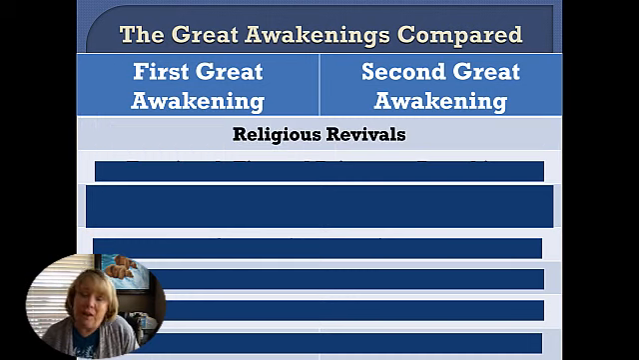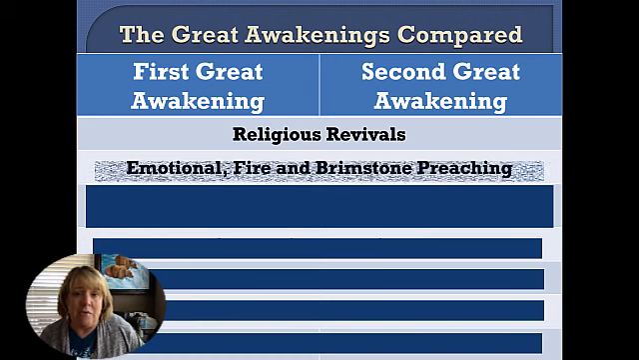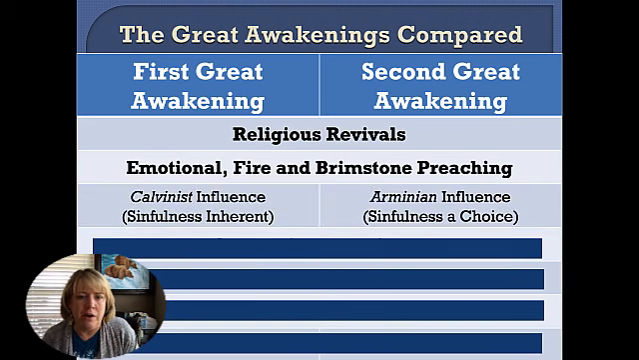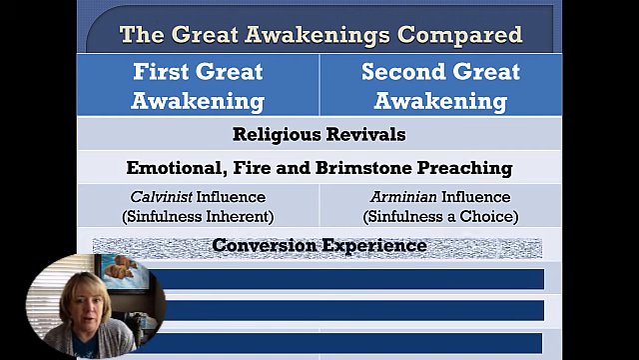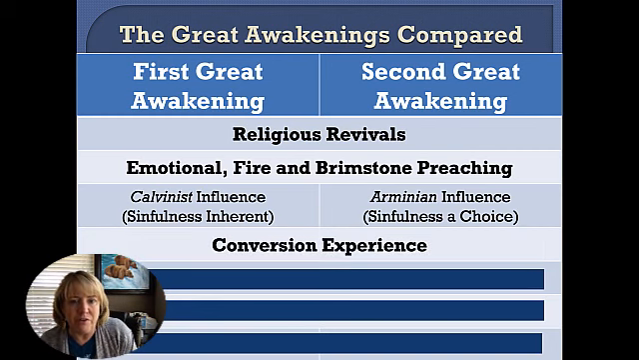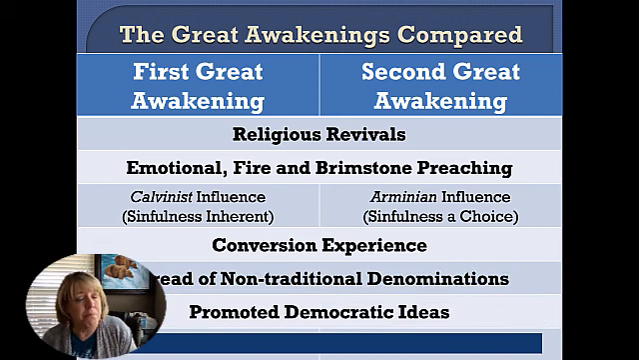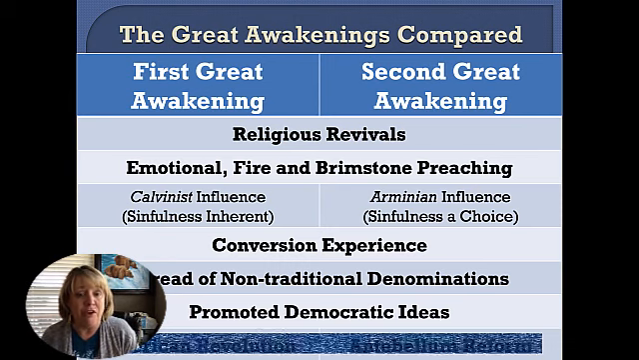The First and Second Great Awakening, both religious revivals, they share that in common. They both used emotional, fire and brimstone preaching. But the differences lay in their influence. Calvinism is going to influence the First Great Awakening, where Arminianism will influence the Second Great Awakening. Both seeking conversion of non-believers, both saw the spread of non-traditional denominations, both promoted democratic ideas. I think this is important when you look at it from an American viewpoint, that they lined up with this idea of democracy and people and individuals having a voice.